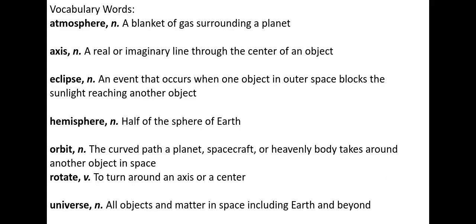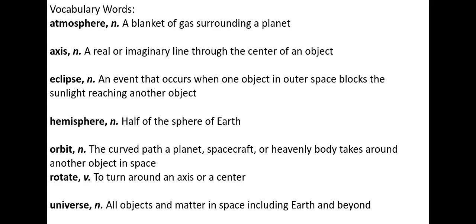Space, the final frontier. Here's some vocabulary words that you will hear throughout the read aloud. Atmosphere, it's a noun, so it's a thing, a blanket of gas surrounding a planet. Axis is a real or imaginary line through the center of an object. An eclipse is an event that occurs when one object in outer space blocks the sunlight reaching another object. The hemisphere is half of the sphere of Earth.